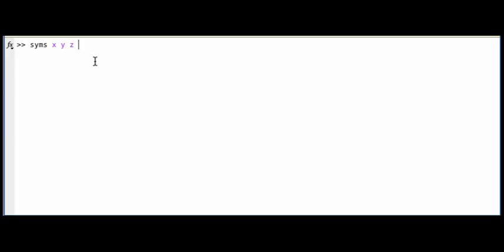So what we're going to do is tell MATLAB that we've got some variables that we want to stay as variables. We'll call them x, y, and z. And at that point, we're going to start defining some functions.